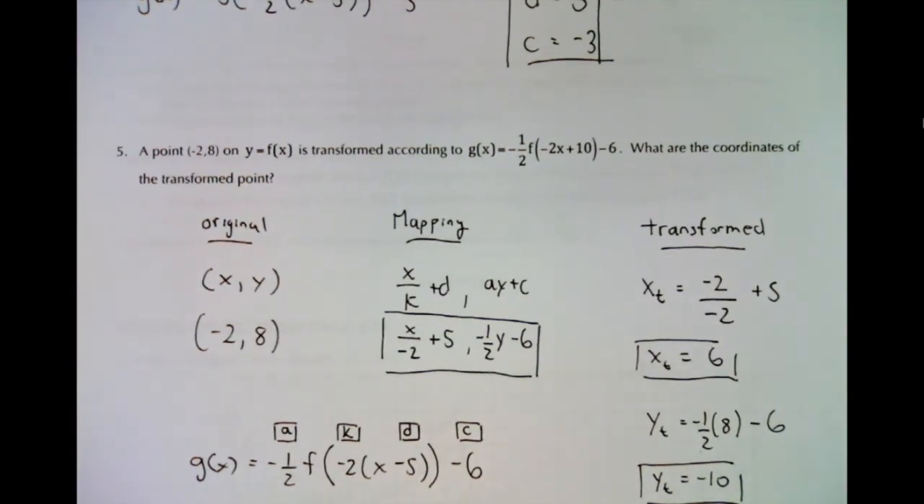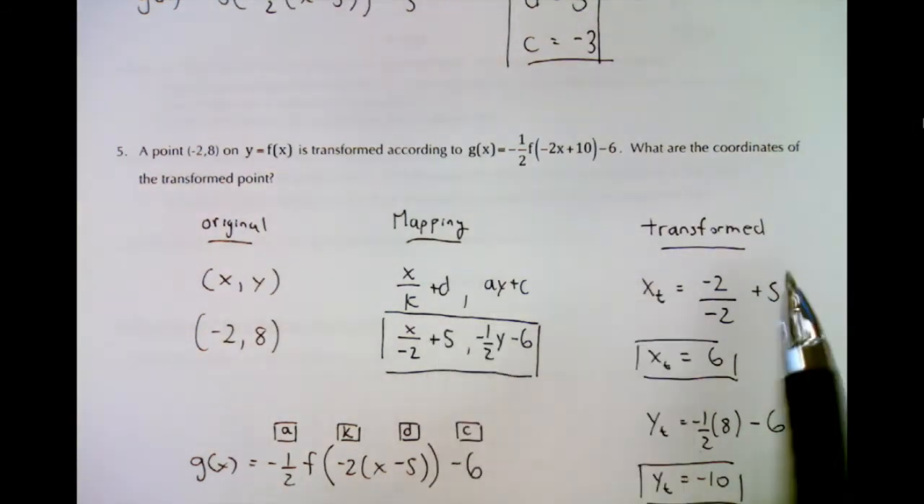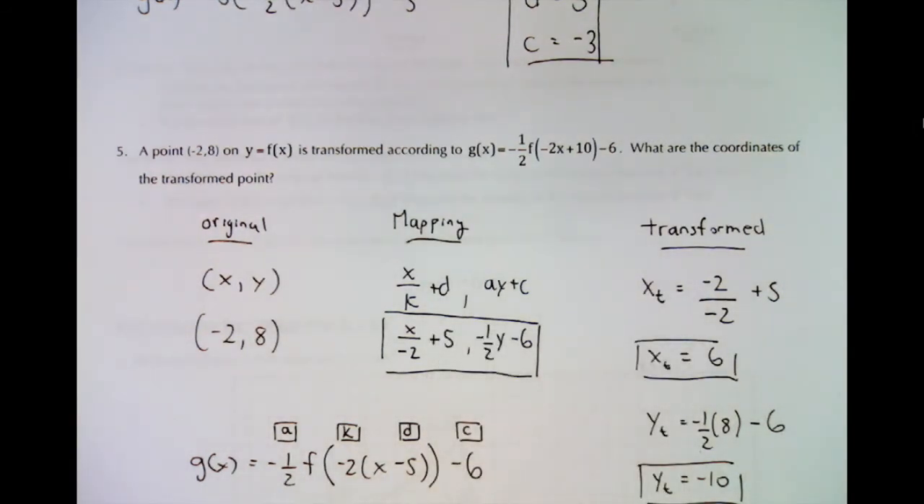All of these questions are essentially the same thing. You need to be able to find a, k, c, and d from a description, from an equation, and use a, k, c, and d to write the mapping notation to find transformed points. That's the thing we're going to practice for 2 days now in class.